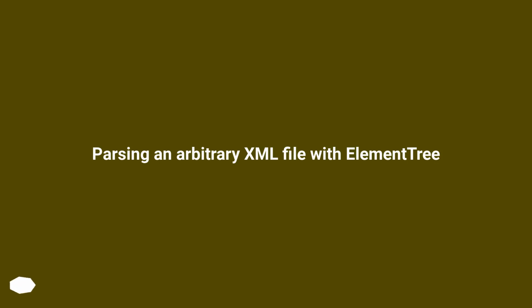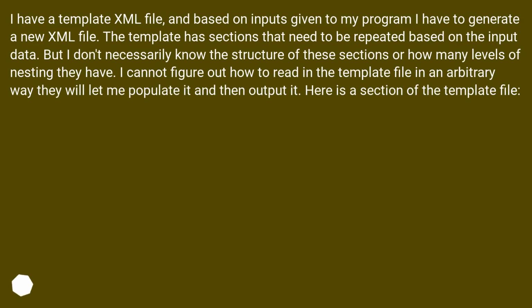Parsing an arbitrary XML file with ElementTree. I have a template XML file, and based on inputs given to my program I have to generate a new XML file. The template has sections that need to be repeated based on the input data. But I don't necessarily know the structure of these sections or how many levels of nesting they have. I cannot figure out how to read in the template file in an arbitrary way. They will let me populate it and then output it.